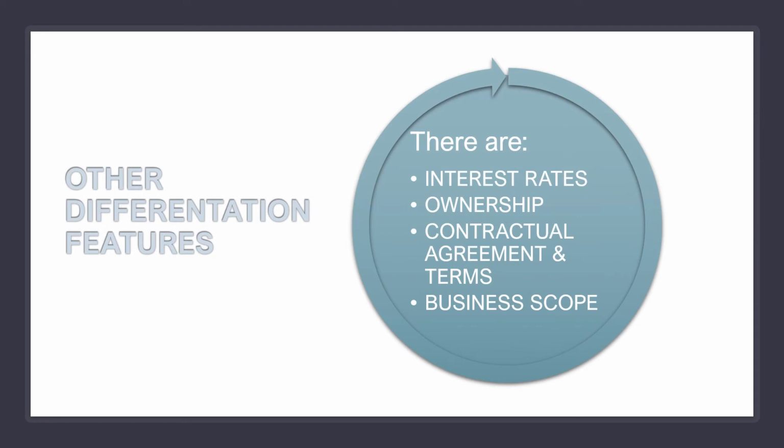Despite the structure of products and functions, there are also other differentiations in terms of interest rates, ownership, contractual agreement and terms, and business scope. For example, the interest rate in the conventional system is based on a monthly or daily interest rate, using floating or fixed rates for the loan contract, whereas in the Islamic system, the rates given are decided monthly or daily using floating or fixed rate financing, which means current rates are used in the calculation.